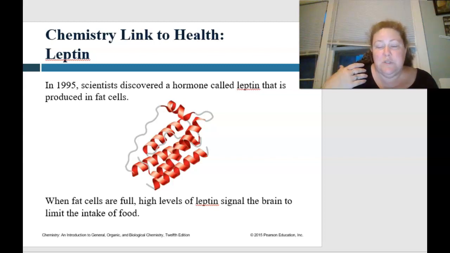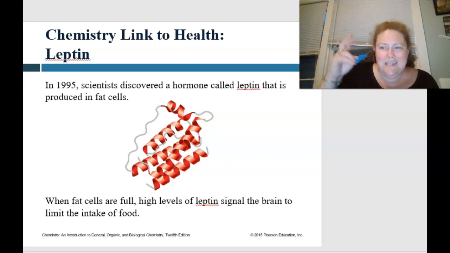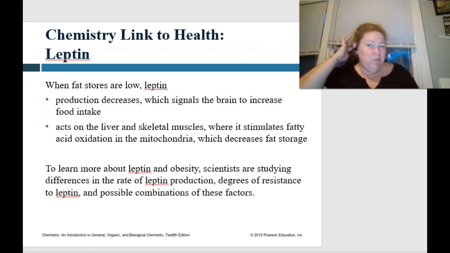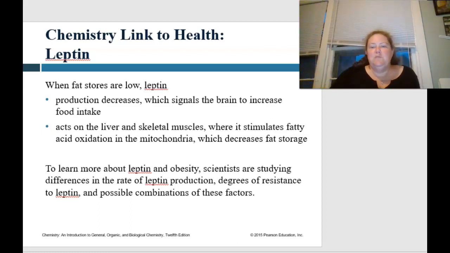This is a relatively newer discovery, where in 1995, scientists discovered that a hormone called leptin is produced in fat cells. When fat cells are full, high levels of leptin signal the brain to limit the intake of food. It's like your I'm-full hormone, right? When fat stores are low, the leptin production decreases. Then this tells your brain, hey, you should probably eat again. It also acts on the liver and the skeletal muscles, where it stimulates fatty acid oxidation in the mitochondria, and therefore breaking it down is going to decrease fat storage.